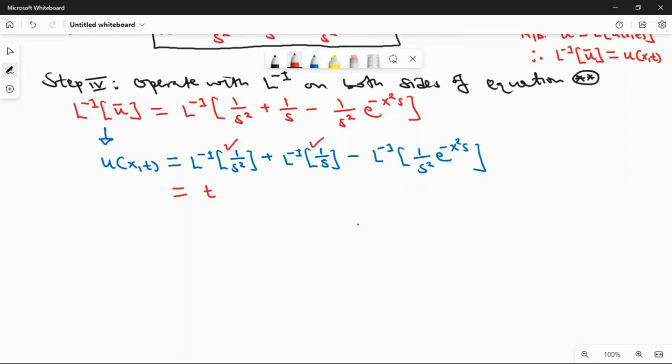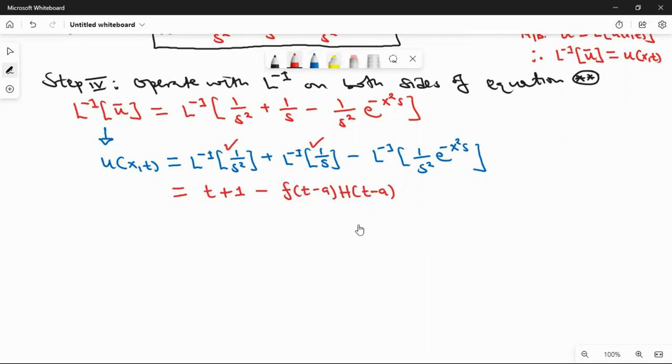Now this other term is 1. When you transform 1, you get 1 over S. But now here, what will be the answer? So minus, the answer there is f of t minus a times h of t minus a. H there is the Heaviside function. Take note of the second shifting theorem. That's what I've used there.